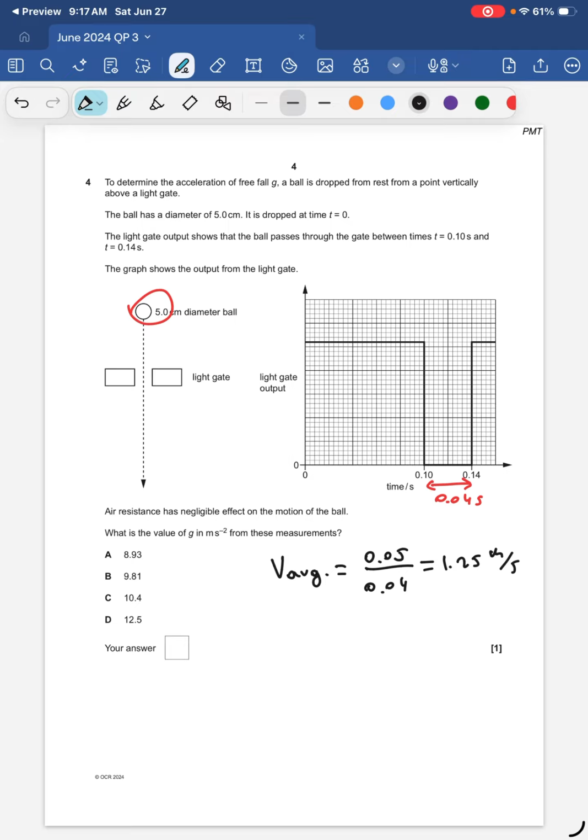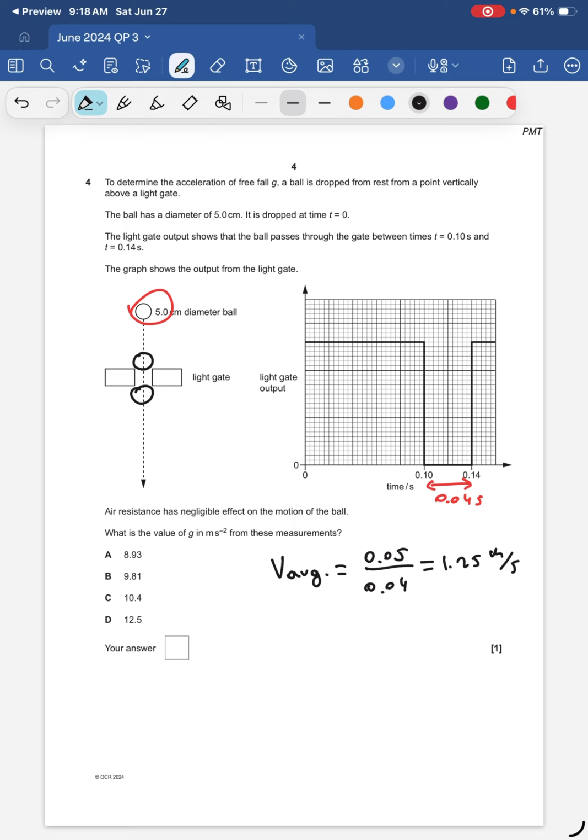Now we have a new problem. This is the average speed as the ball crosses the gate. So this means that the ball keeps accelerating as it falls, right? So when it enters the light gate, its velocity is less than 1.25 meters per second, and when it exits, it's more than 1.25 meters per second. So this average velocity is the instantaneous speed at the midpoint, if that makes sense. So I hope it makes sense.